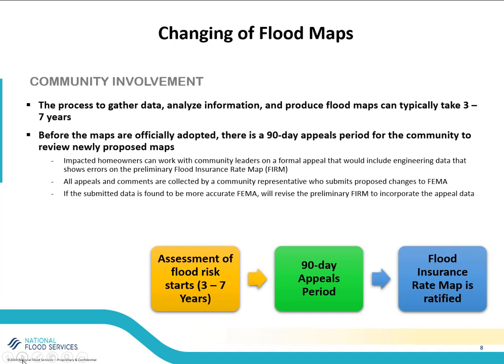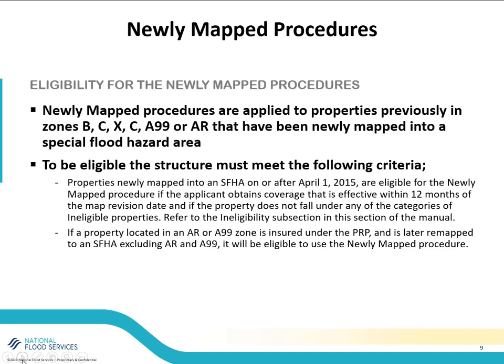FEMA does look to the community to be involved in the process and will not proceed without community participation. Before any flood maps can be officially ratified, there is a 90-day appeal process in which the community is expected to not only publish information to the community, but to collect comments and appeals. If the submitted information from the community is found to be more accurate, FEMA will revise the preliminary flood insurance rate map to incorporate the findings.